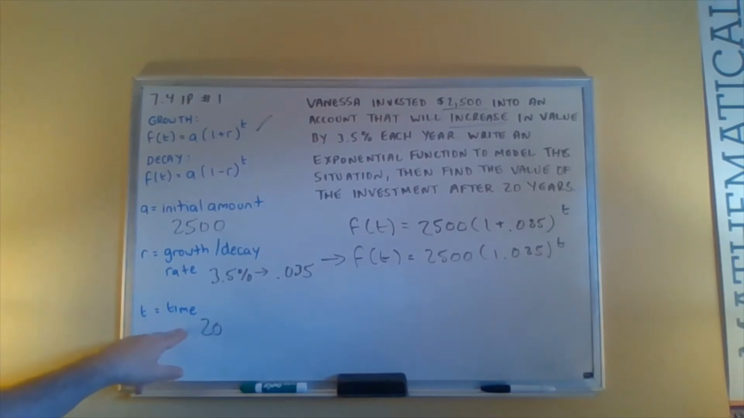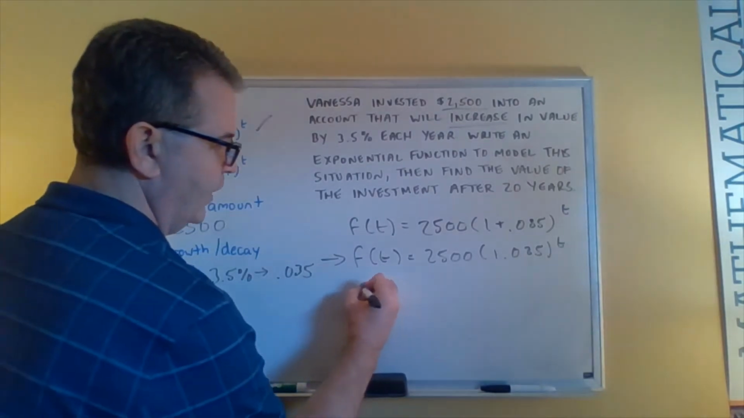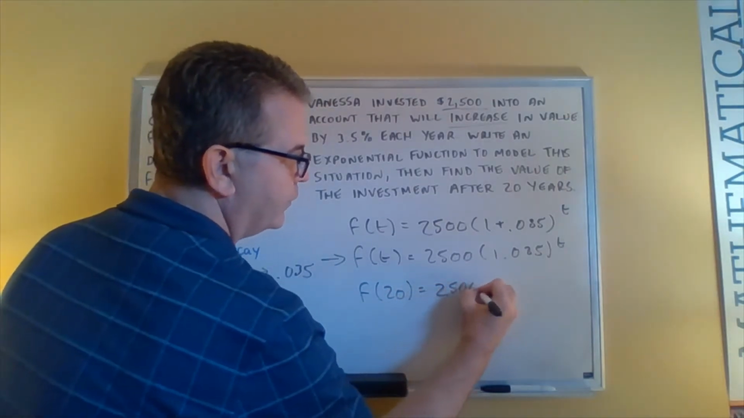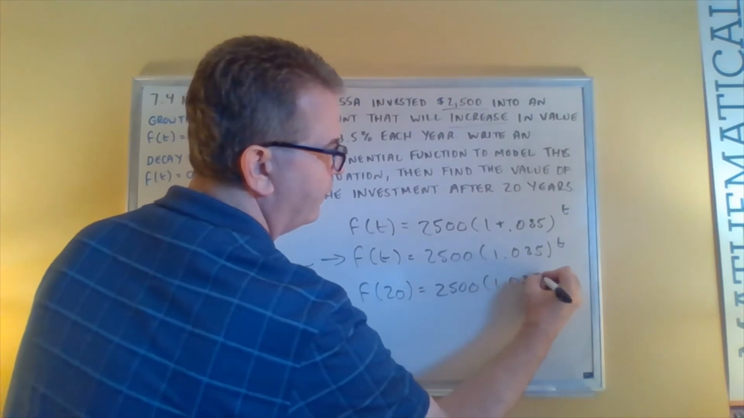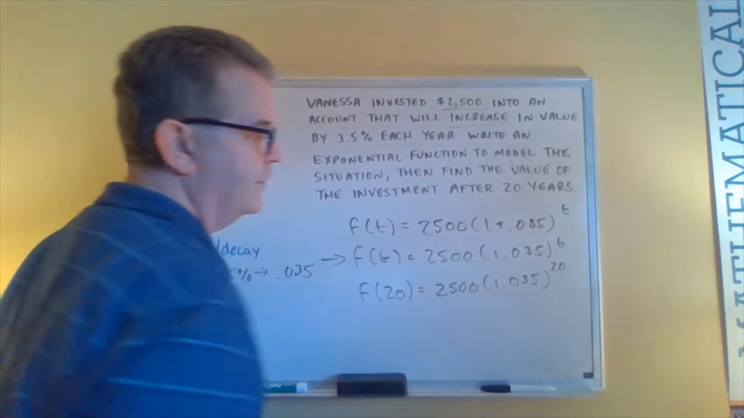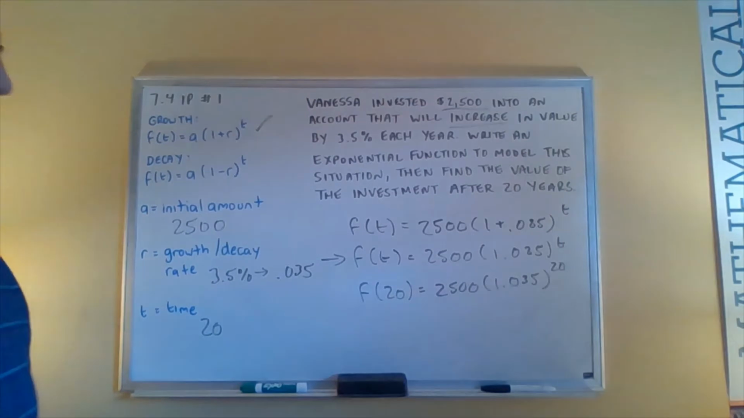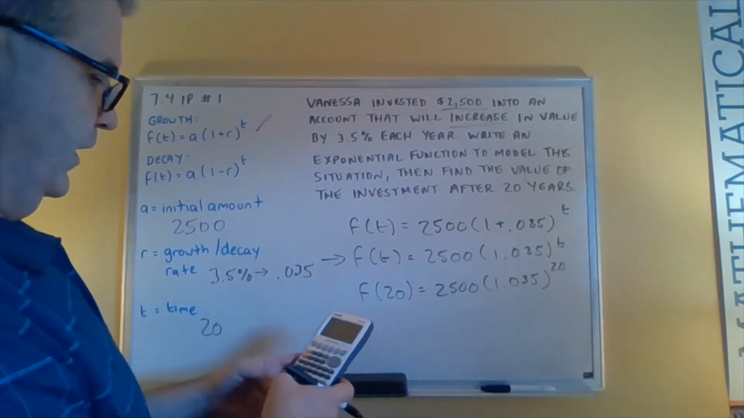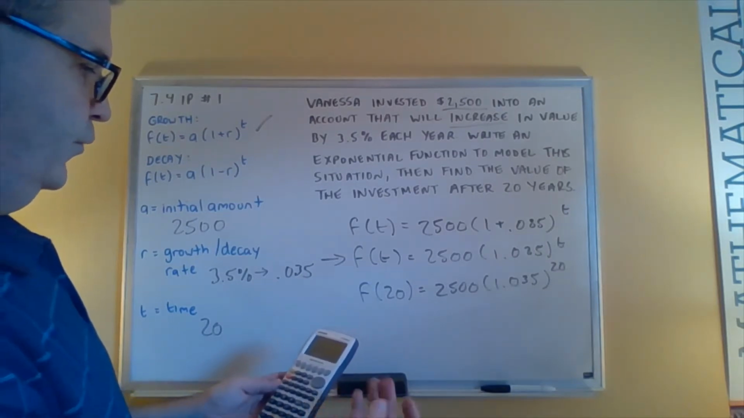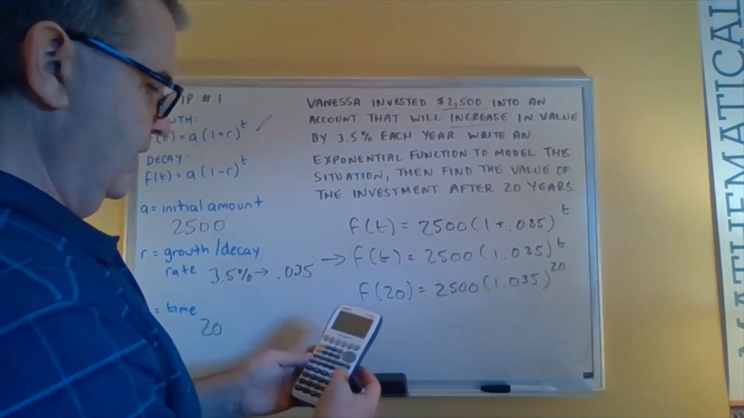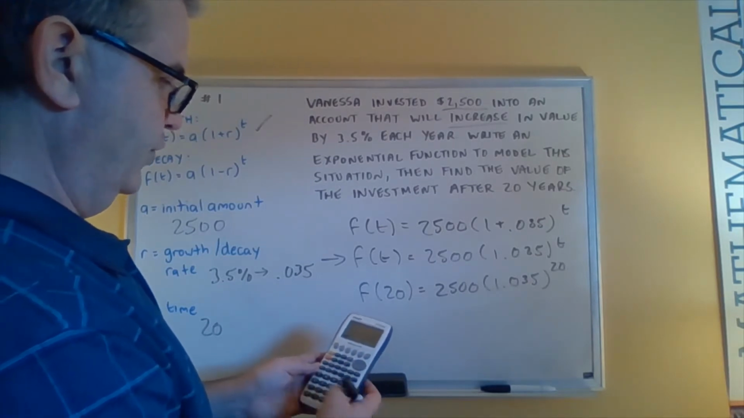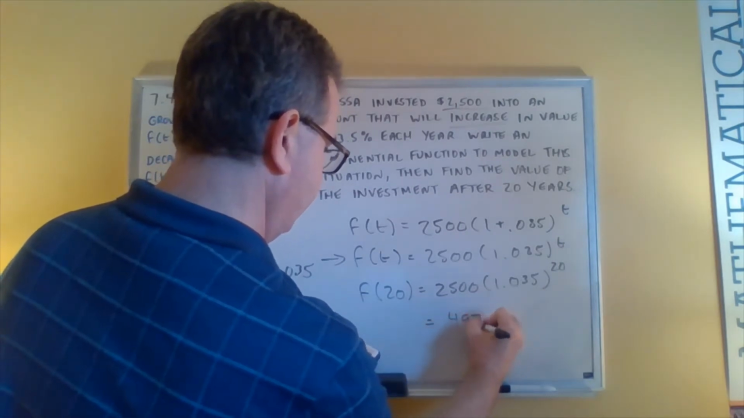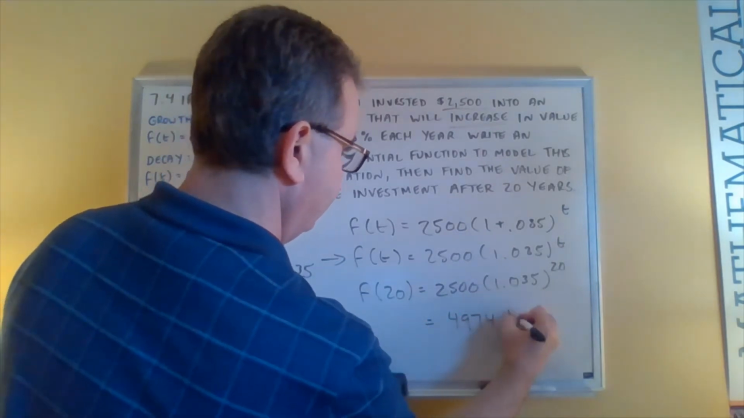So that's part 1. Now we have to find the value of the investment after 20 years. So that's when our time t equals 20. So we're trying to find f of 20. f of 20 is going to equal 2,500 times 1.035 raised to the 20th power. Let's grab the calculator here. I'm going to do 1.035 raised to the 20th power first. It's 1.98978. Multiply that by 2,500, and that'll give us our final answer of $4,974.47.